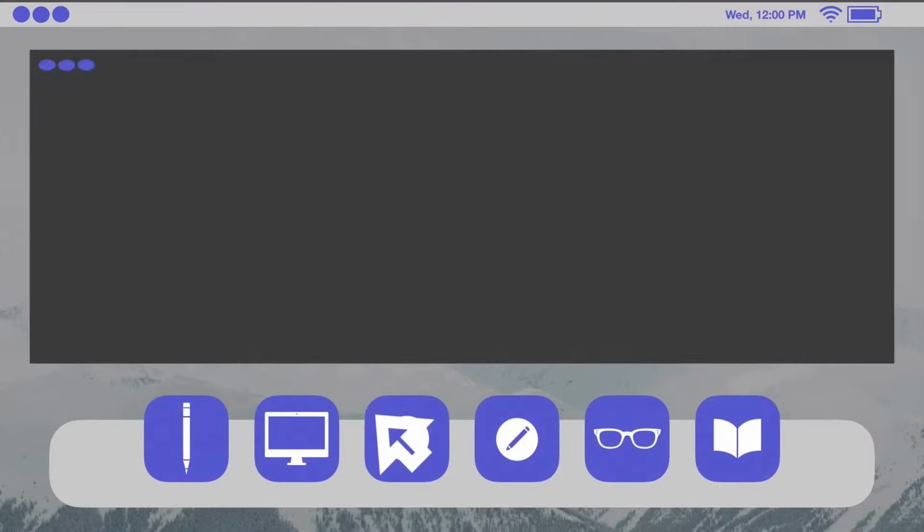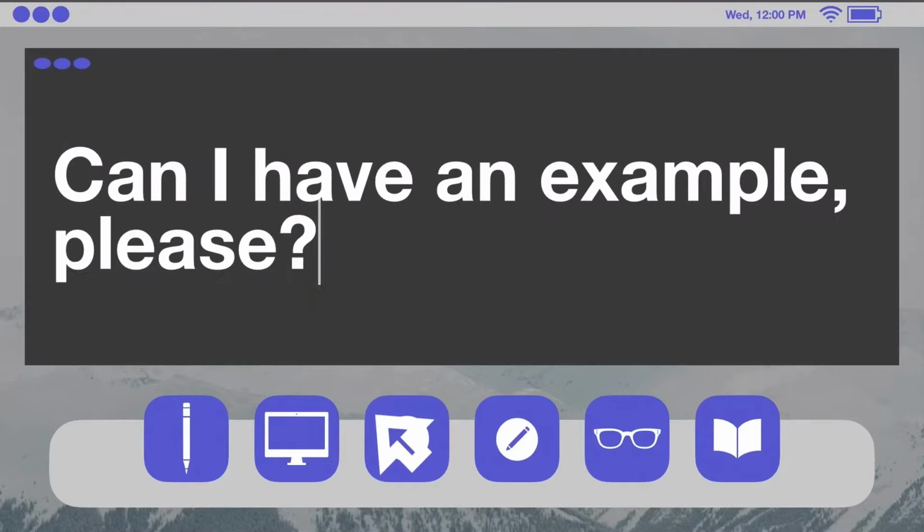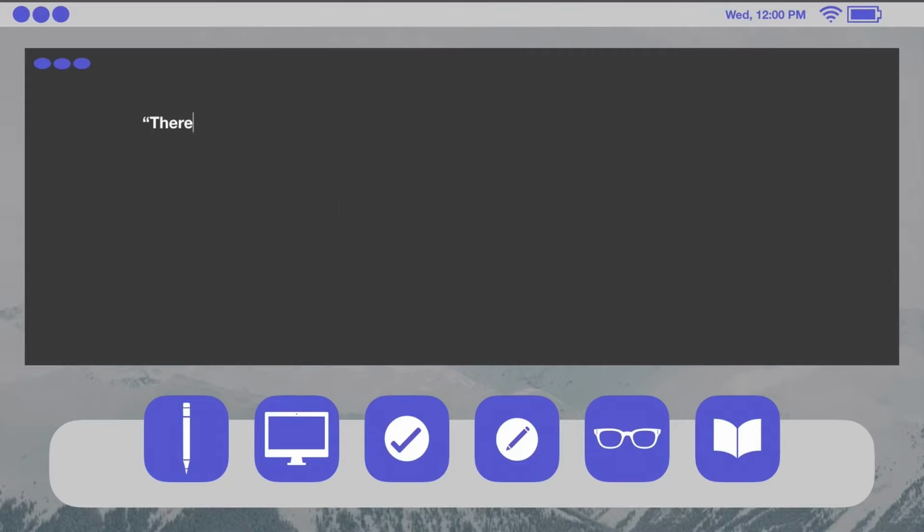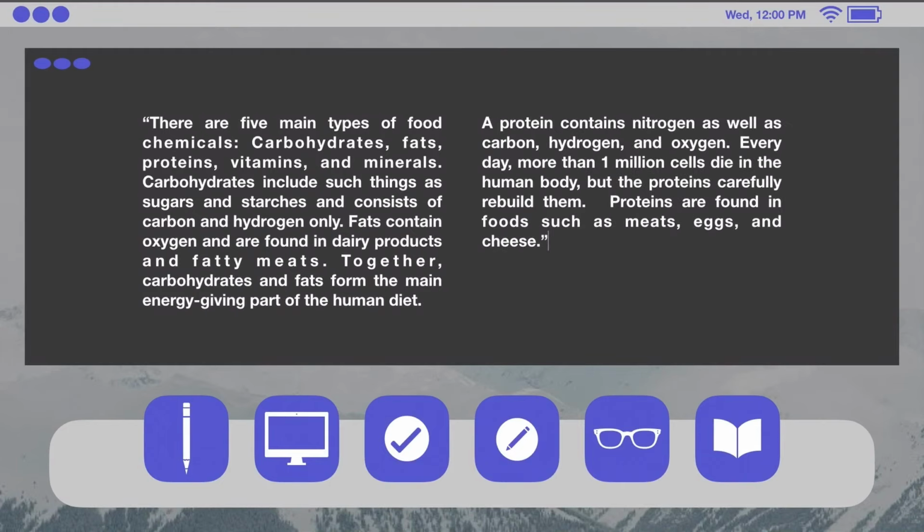Examples of a concept paper. The following is an example of an explanation of a concept. As part of a concept paper, there are five main types of food chemicals: carbohydrates, fats, proteins, vitamins, and minerals. Carbohydrates include such things as sugars and starches and consist of carbon and hydrogen only. Fats contain oxygen and are found in dairy products and fatty meats. Together, carbohydrates and fats form the main energy-giving part of the human diet.